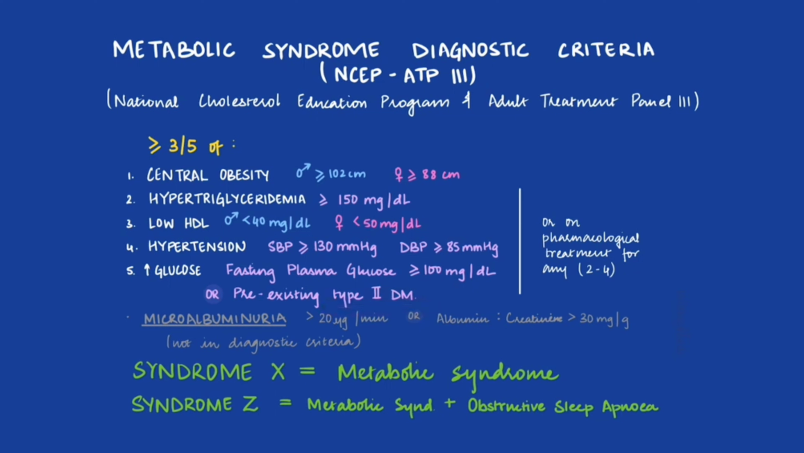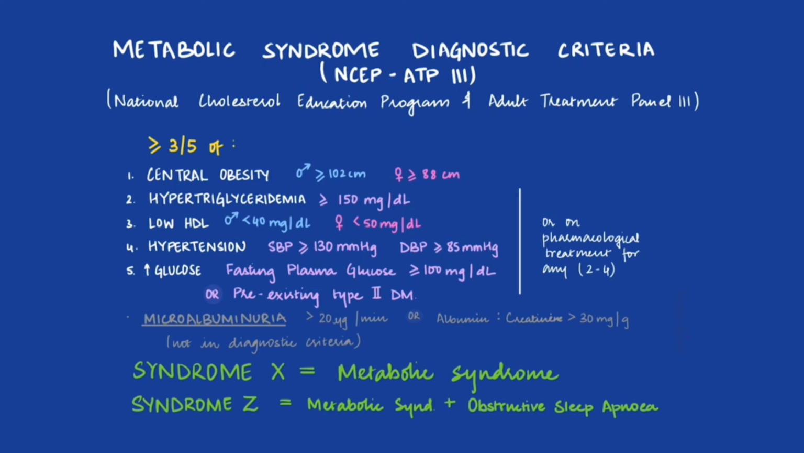So the criteria says that other than central obesity, for the other parameters, either the patient could be positive for these values, or they could be a known patient for these cases and already be on pharmacological treatment for any of hypertriglyceridemia, low HDL, hypertension, and high blood glucose. Not a part of the criteria, but microalbuminuria can be seen in a patient of metabolic syndrome. More than 20 micrograms of albumin per minute, or albumin creatinine ratio of more than 30 milligram per gram.